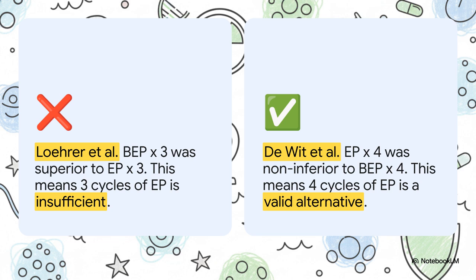But then, the DeWitt trial came along and showed that if you give a 4th cycle of EP, it works just as well as the standard BEP. So the big clinical takeaway is this. For good risk disease, 3 cycles of BEP and 4 cycles of EP are considered equivalent. And that gives us a choice. If you have a patient who's a heavy smoker, has underlying lung disease, maybe even a professional trumpet player, avoiding that bleomycin lung toxicity by using 4 cycles of EP is the much smarter, safer way to go.